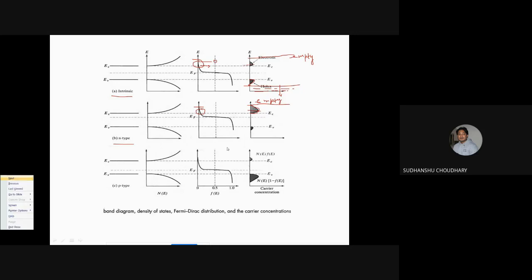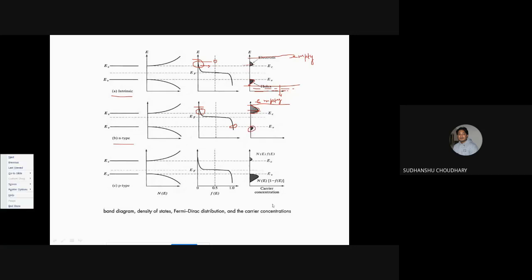Similarly for holes, we see that at lower energies, that is near the valence band, the Fermi function is almost flat. So some holes will be there because of what we call thermal generation of electron hole pairs. Some holes will be seen.